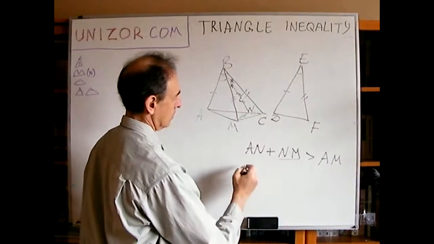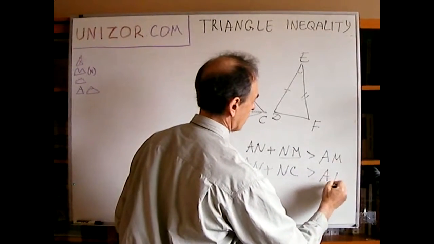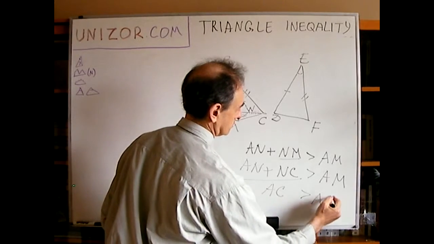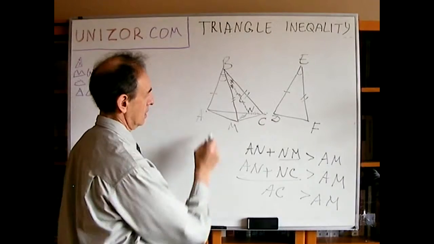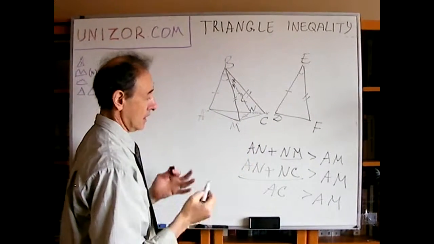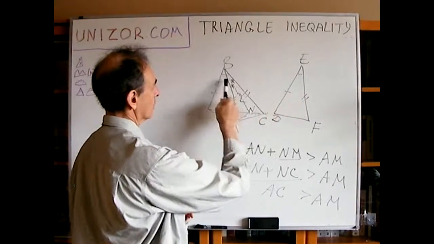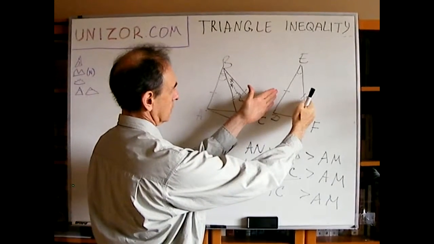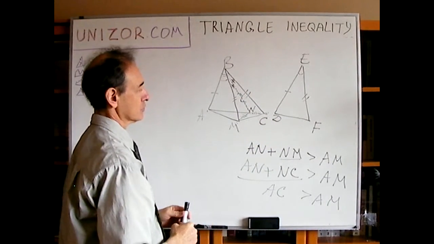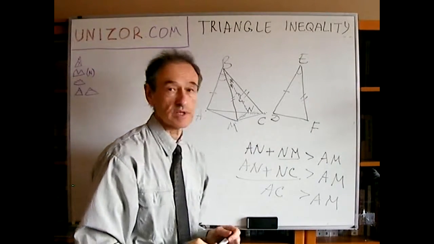Now, since NM is the same as NC, we have the same thing for AN plus NC, but this is AC. So instead of this plus this, we consider this, so AC is greater than AM. And that's exactly what needs to be proved. So if this angle is smaller than this angle, then we have constructed the congruent triangle to this, which is inside, and that's why we can build this little construction to help us understand that the length AC is greater than AM. Okay, that's the end of this particular proof.